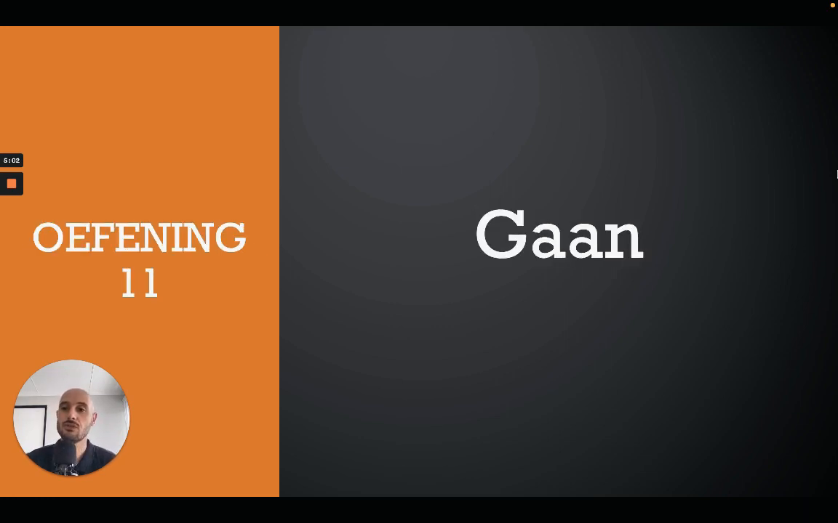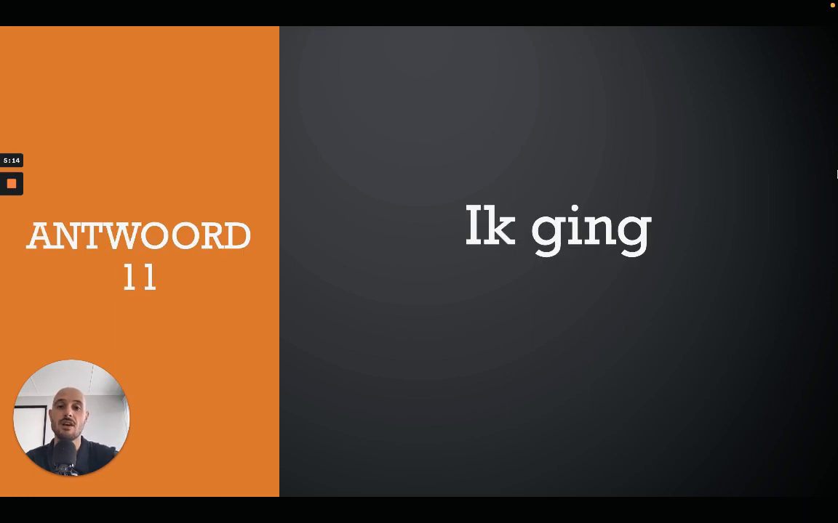All right, we go to oefening 11. 11, gaan, also one of the basic verbs of the Dutch language. Gaan is to go. So how would you say I went? Okay, in English it's irregular, and in Dutch it's the same. All right, that would be ik ging. Ik ging is I went.